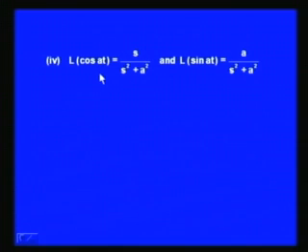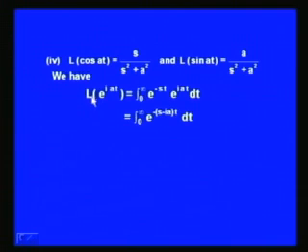Let us now discuss the Laplace transform of cos a t and sin a t. We will see that the Laplace transform of cos a t is s over s square plus a square, and the Laplace transform of sin a t is a over s square plus a square. So, in order to find the Laplace transform of cos a t and sin a t, we consider the Laplace transform of e to the power I a t.